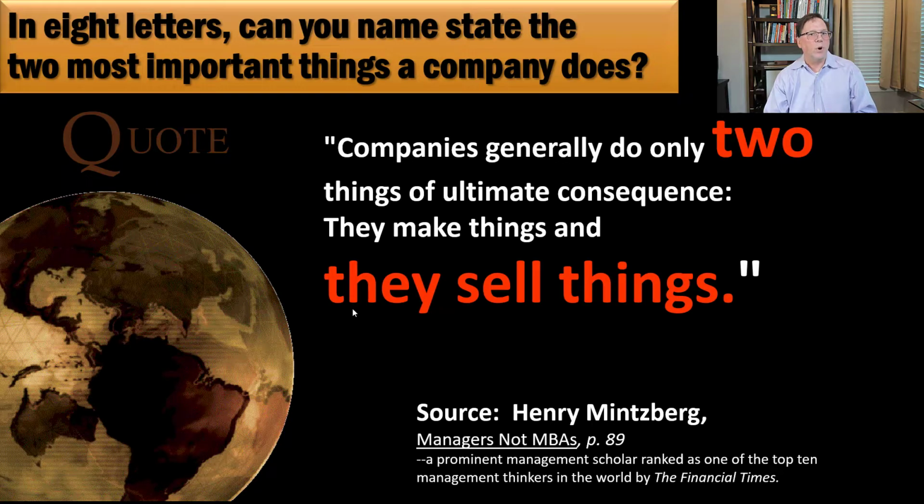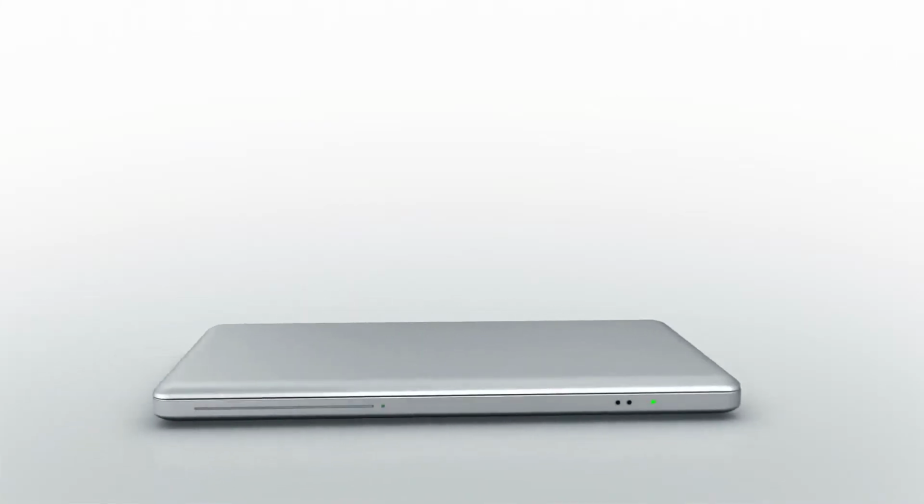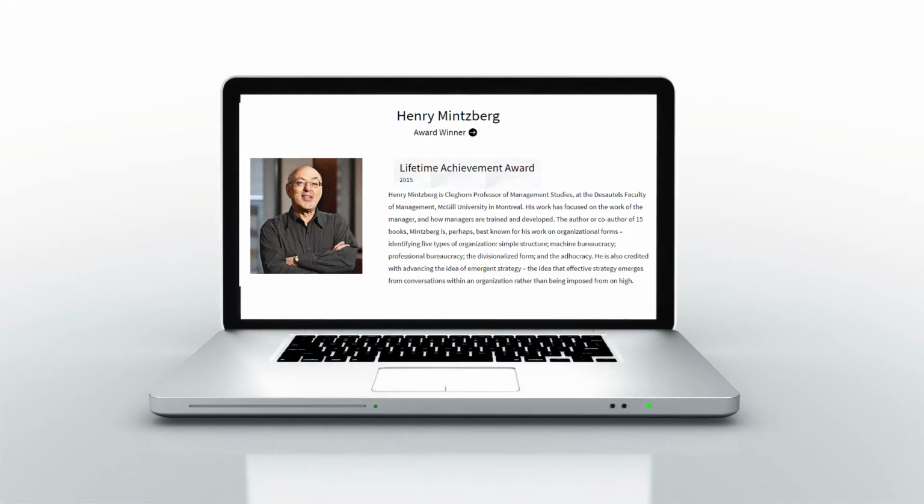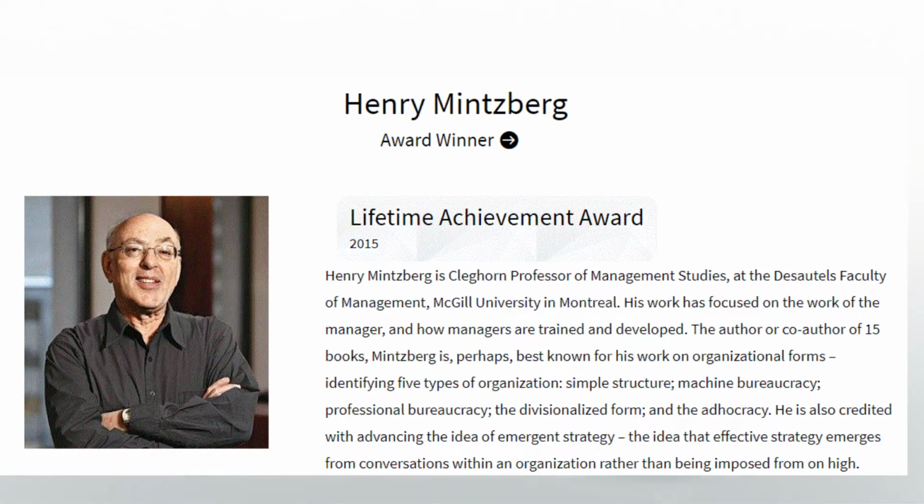It simply doesn't take long for an entrepreneur or anyone working in sales management to understand how important sales is. This quote summarizes the importance of sales management to the firm: there are only two things that organizations do. They make things and they sell things. So in eight letters, you can summarize the two most important things a company does. That's from Henry Mintzberg, one of the most prominent management strategists in history, from the book Managers, Not MBAs.